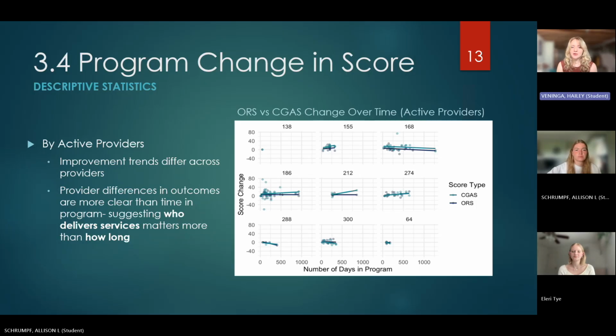So that would be worth exploring further for our client as programs continue to collect data, and to see which providers are rating their clients' CGAS scores higher than the clients are rating themselves. As we can see for provider 212, there's definitely a discrepancy in how the provider is rating their client and how the client is rating themselves. So these in general are trends that our client would want to look at further.